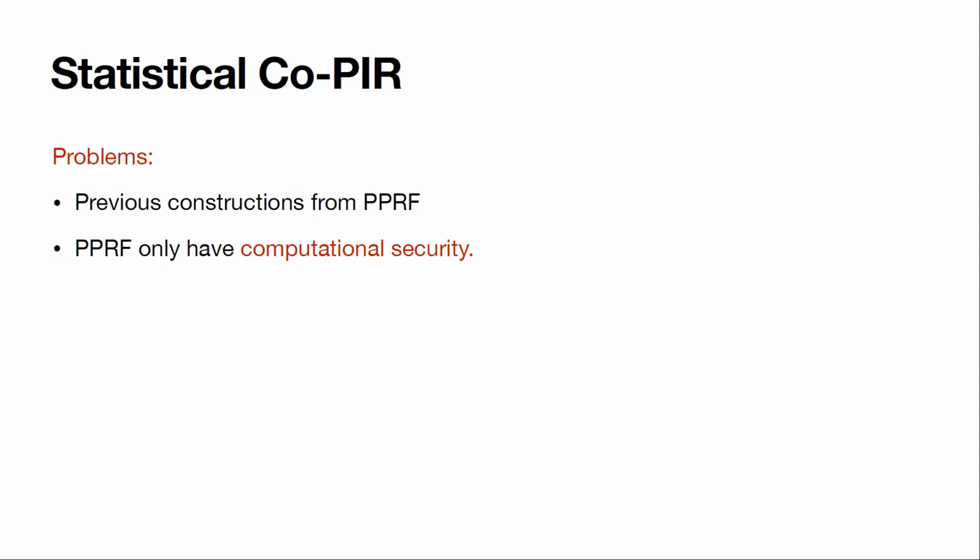The reason why SSP co-PIR was not known before is because previous co-PIR constructions all relied on functional PRFs. And PRFs only provide computational security. They only provide pseudorandomness. They don't provide statistical randomness for punctured points.